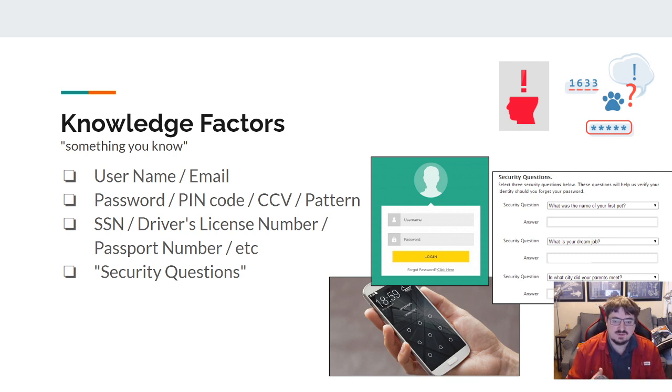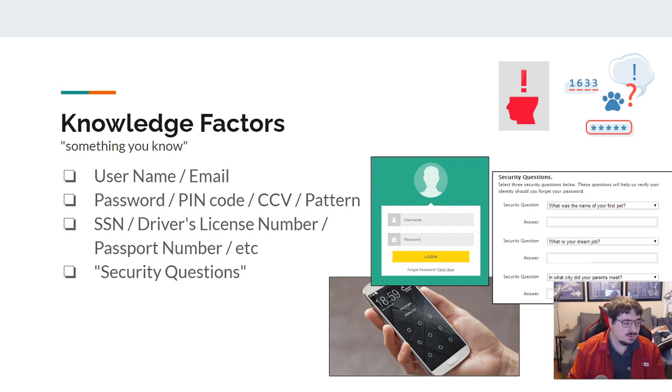Passwords, PIN codes, CVV numbers, and patterns that you enter on your smartphone would all be considered knowledge. Because if someone else were to know that, they could act as you. It's just something you know, but somebody else could know it too, and therefore they could pretend to be you.